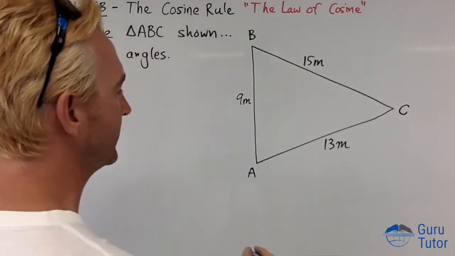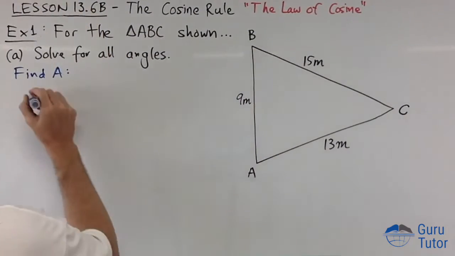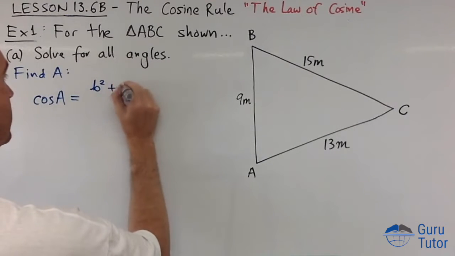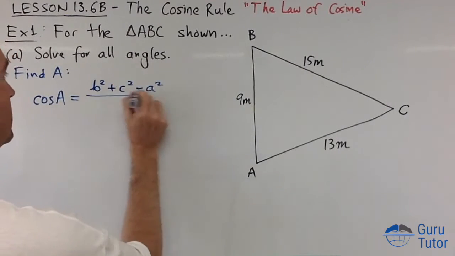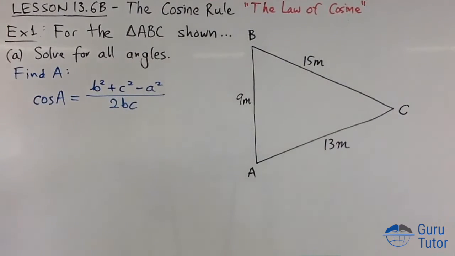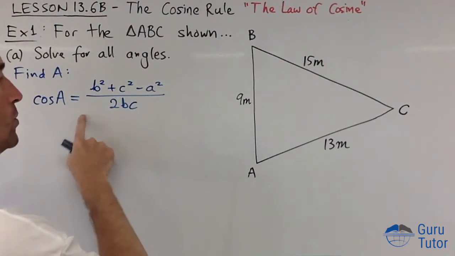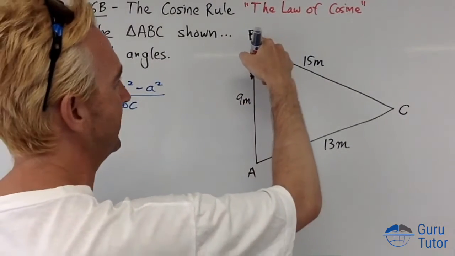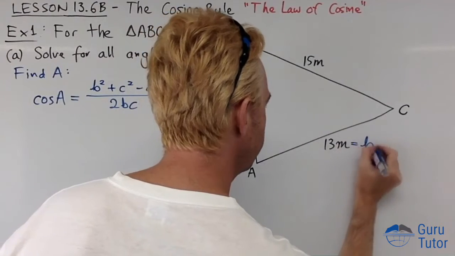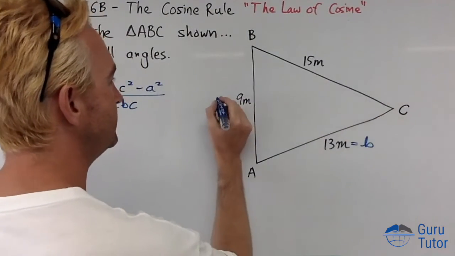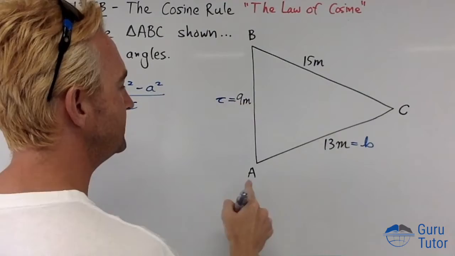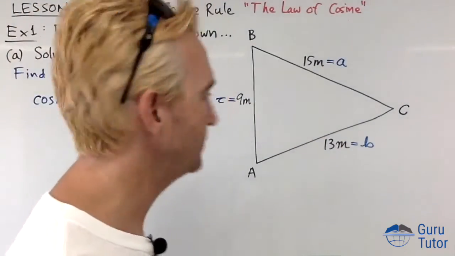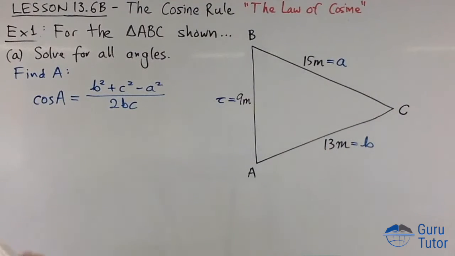So we're thinking, okay, we've got angle A here. So we're going to use cos A equals b squared plus c squared minus a squared over 2bc. You're just going to put in all the side lengths and get an angle. And what do we know? This is angle B, so this is side b. This is angle C, so this is side c. This is angle A, so this is side a here. And we're in meters, by the way. We actually have units for our lengths this time. And let's put those in.